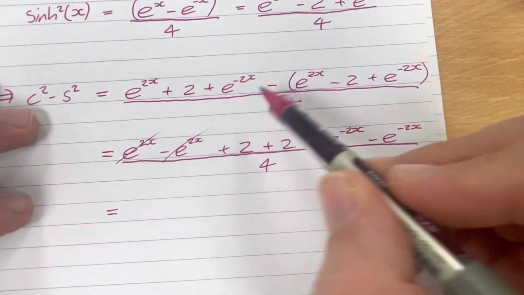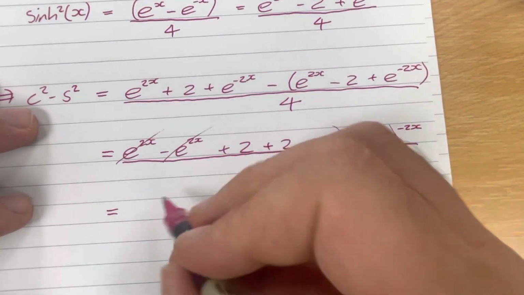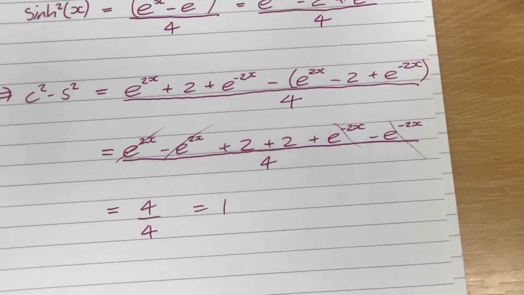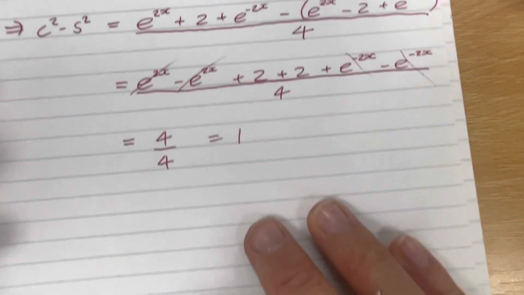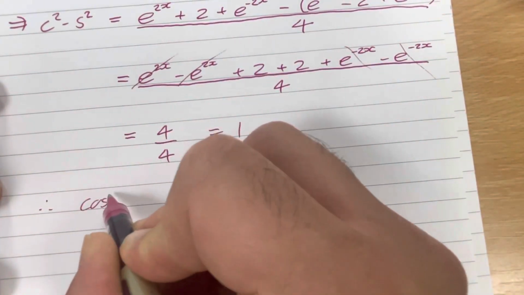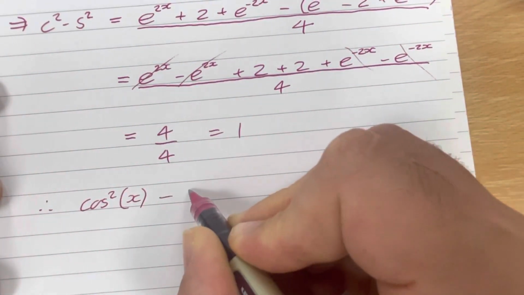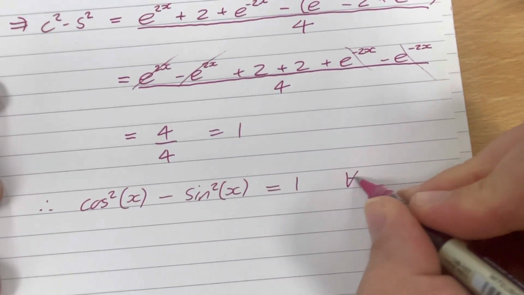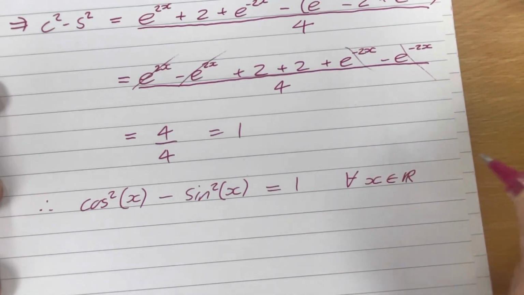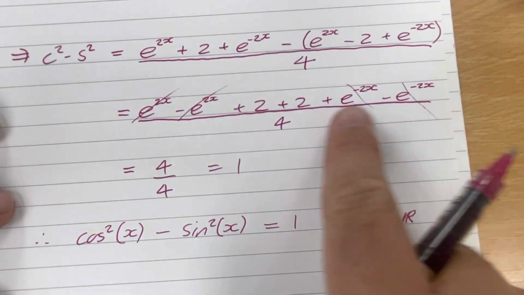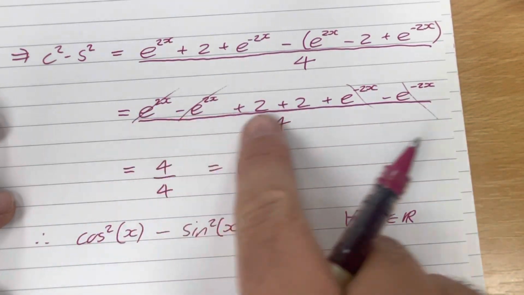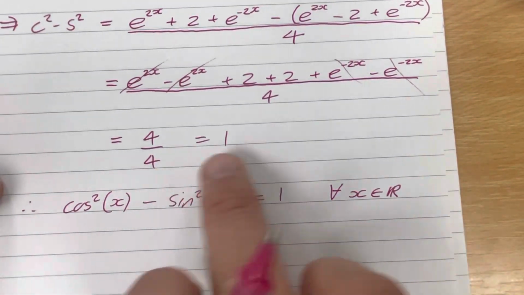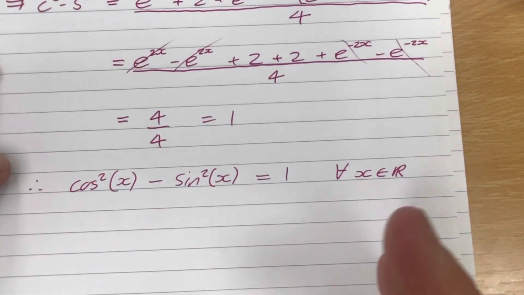Those two cancel. Those two cancel, those two combine, so that's 4 over 4, which is 1. So cosh squared minus sinh squared is 1 for all values of x. Cosh squared of x minus sinh squared of x equals 1 for all x. Okay, because what happened was all the e to the x's here cancelled. So we're left with an expression which doesn't contain an x. It doesn't vary with x. It doesn't change with x. So therefore, this is 1 for all values of x, which is then the identity.